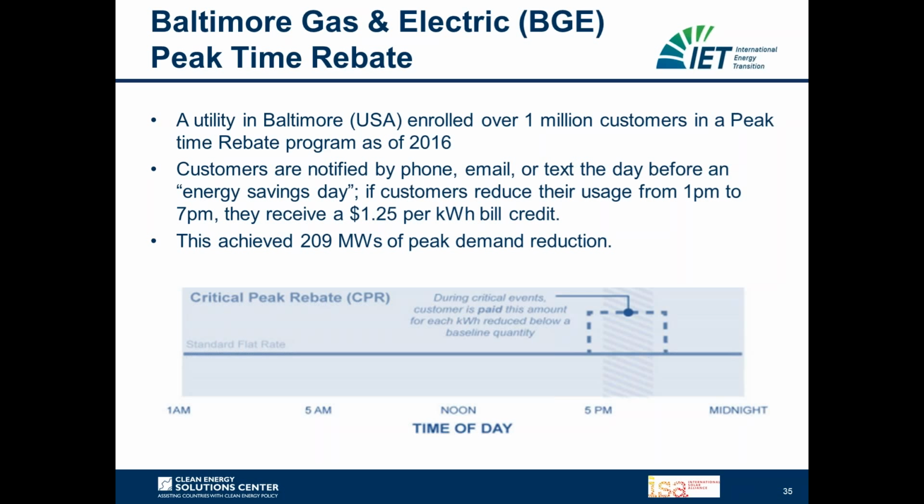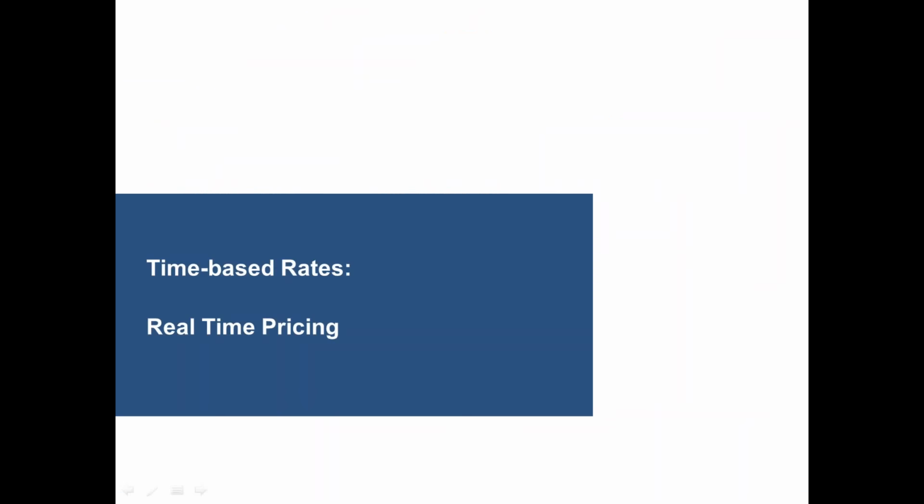And this has actually resulted in a system where 209 megawatts of peak demand reduction could be achieved. And this is frequently very important for utilities, to reduce this peak demand, because this is normally what is most expensive for them, where power generation is most expensive, and where additional grid upgrades might also be necessary in order to meet additional peak demand.